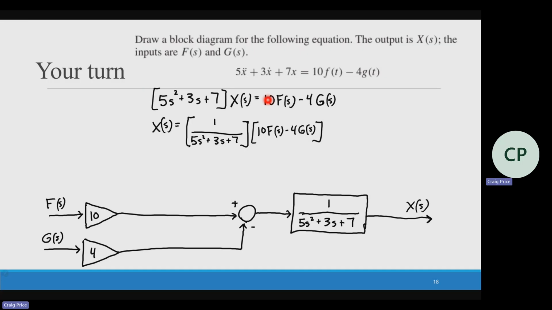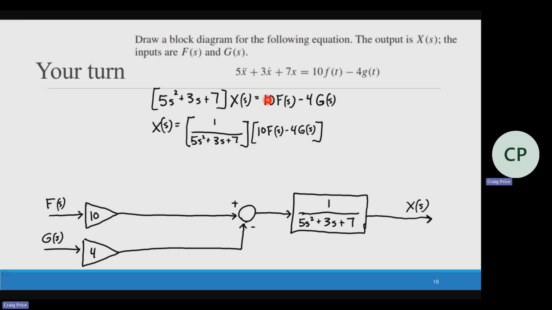There's my block diagram. So again, setting this one equation equal to X means that X equals transfer function 1 over 5s squared plus 3s plus 7 times the combination of 10f minus 4g. So the summing junction allows us to get all that together, basically package it up into a single input to the transfer function, which gives us our output. In this case, we didn't have any negative feedback loop, anything like that. So this one really couldn't be simplified anymore.